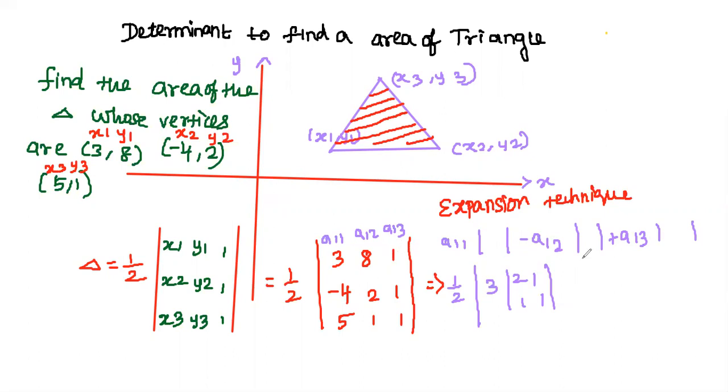And then you have to write minus A12. So A12 is 8, with the minus sign. And then its corresponding minor, cut its row and column: -4, 1, 5, 1. We have to write it without changing its order. Then A13, the element present in the first row, third column, that is 1. Write 1 and its corresponding minor, which is -4, 2, 5, 1.